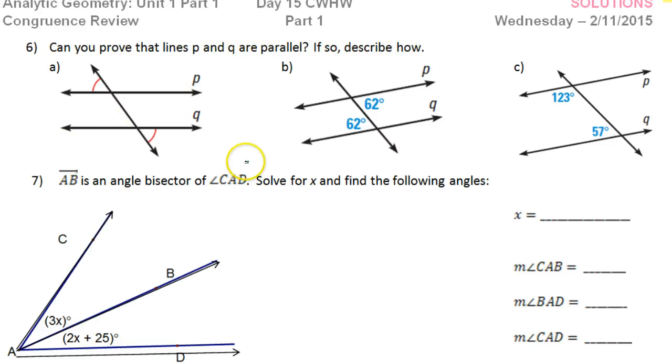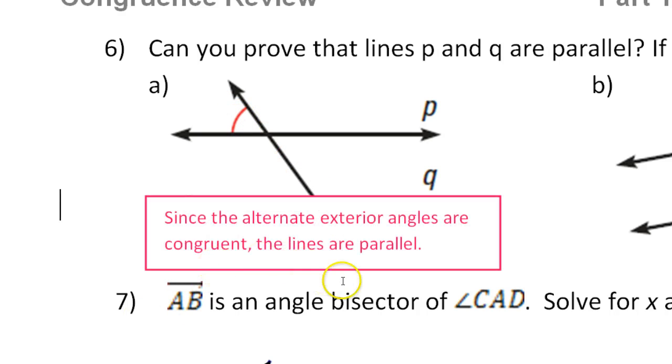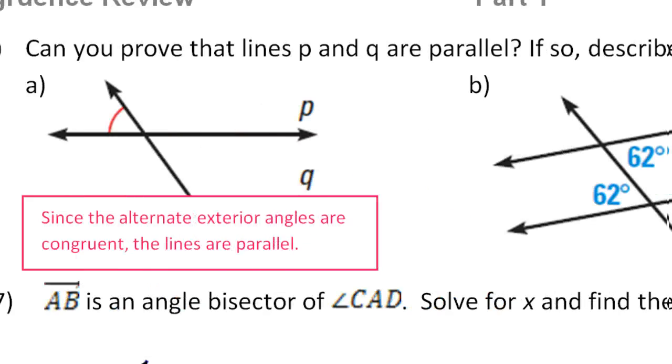So we're supposed to write these little theorems down. Well, for A, we know that the lines will be parallel because these alternate exterior angles are congruent. See the markings? So you just need to write that down. So there would be your answer to 6A. Since the alternate exterior angles are congruent, the lines are parallel.